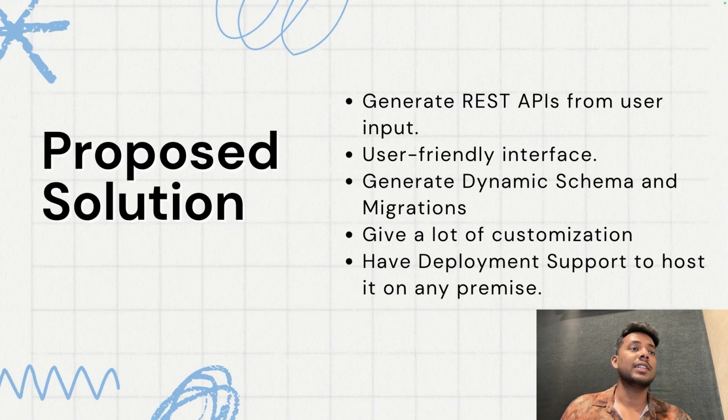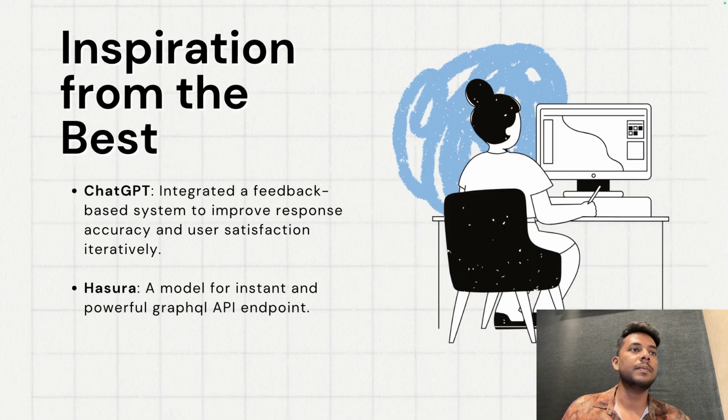In order to tackle that, this is the solution which we have proposed. Our product will generate REST APIs from user input. It will have a nice user friendly interface. It will generate dynamic schema and migrations, and it will give you a lot of customizations. Apart from that, it will have deployment support to host it on any premise. For example, whether you want to host it on any cloud EC2 instance, or on your own servers or premise, whichever way you want to go ahead, you can.